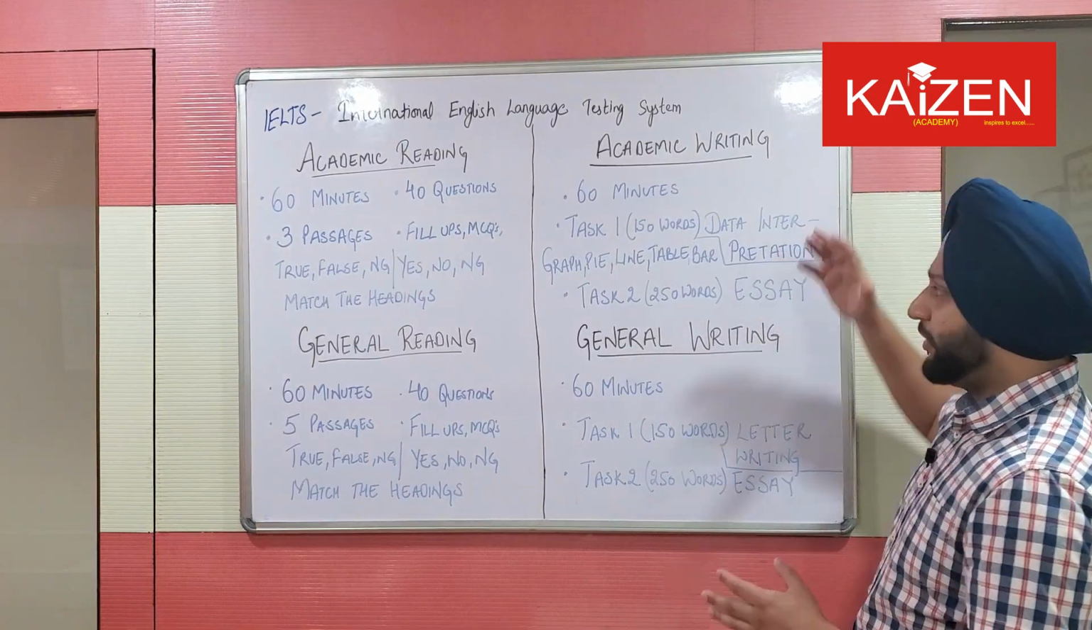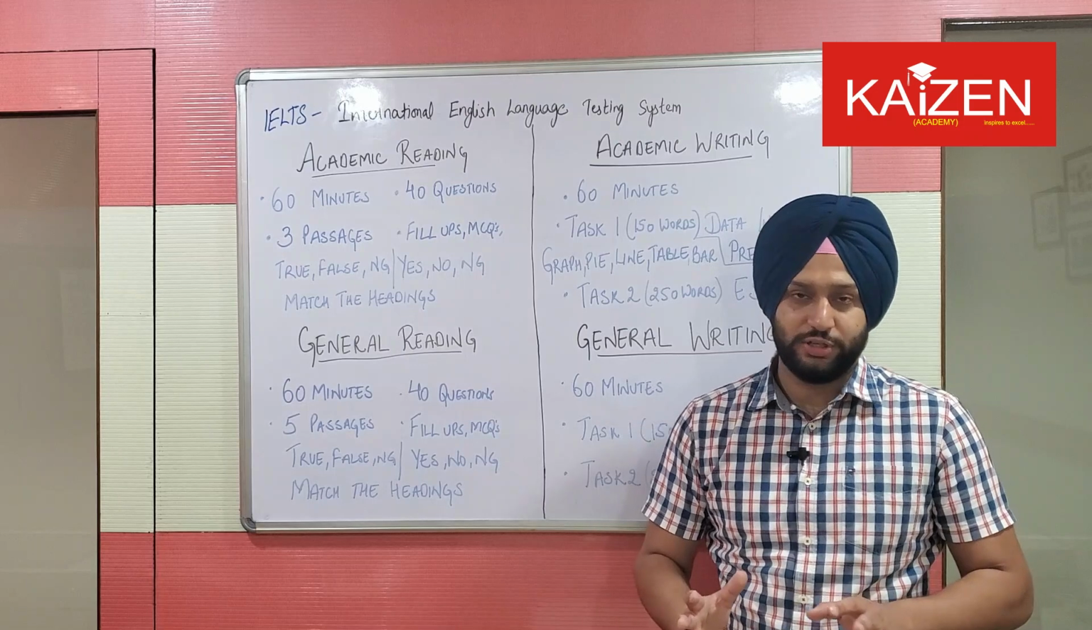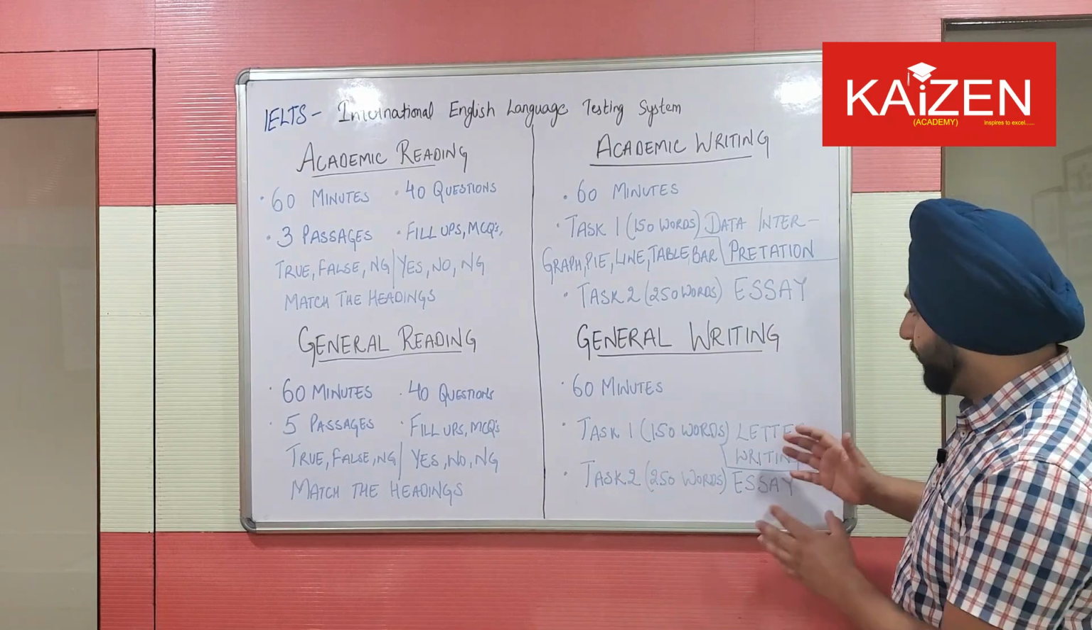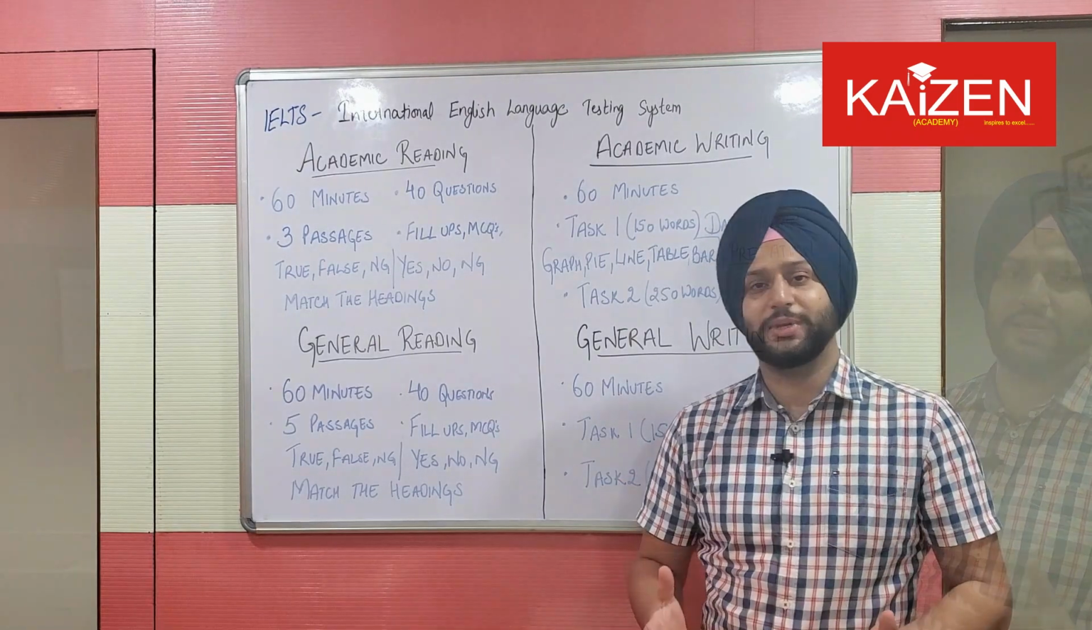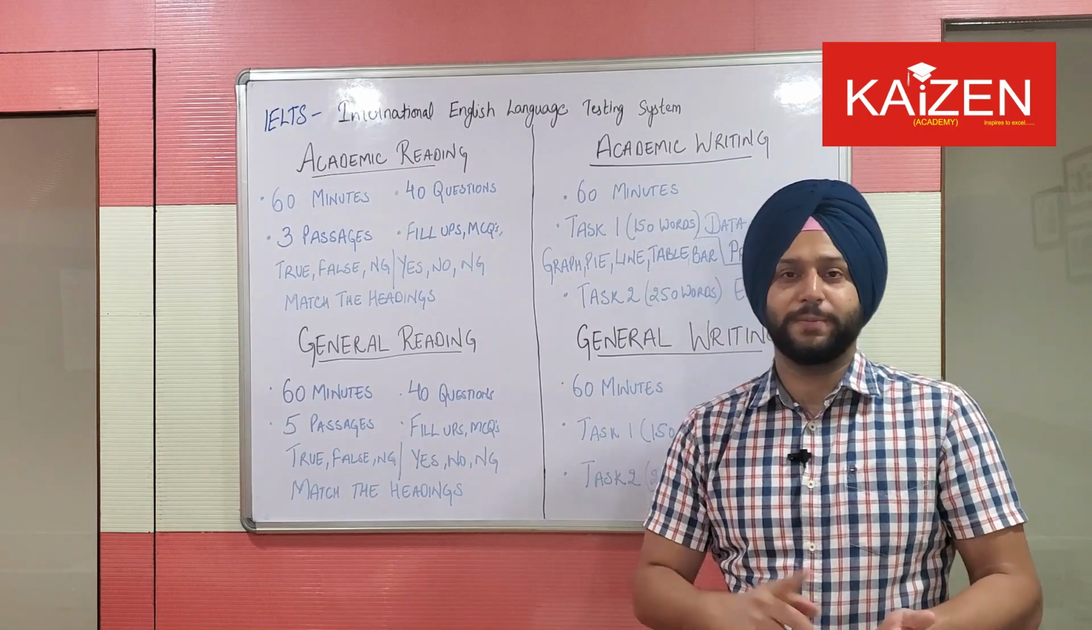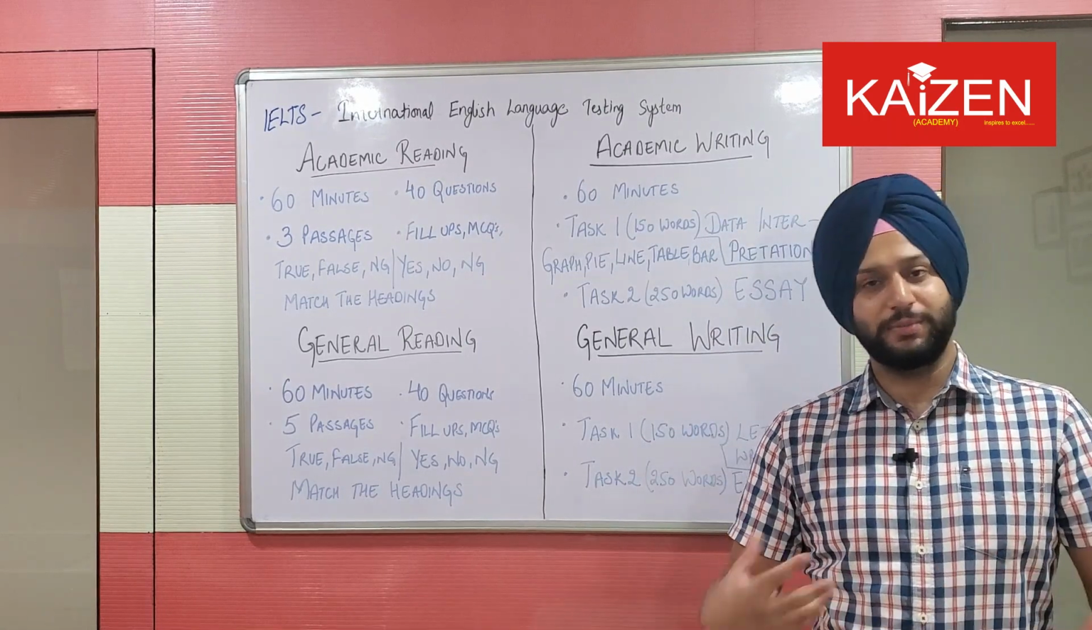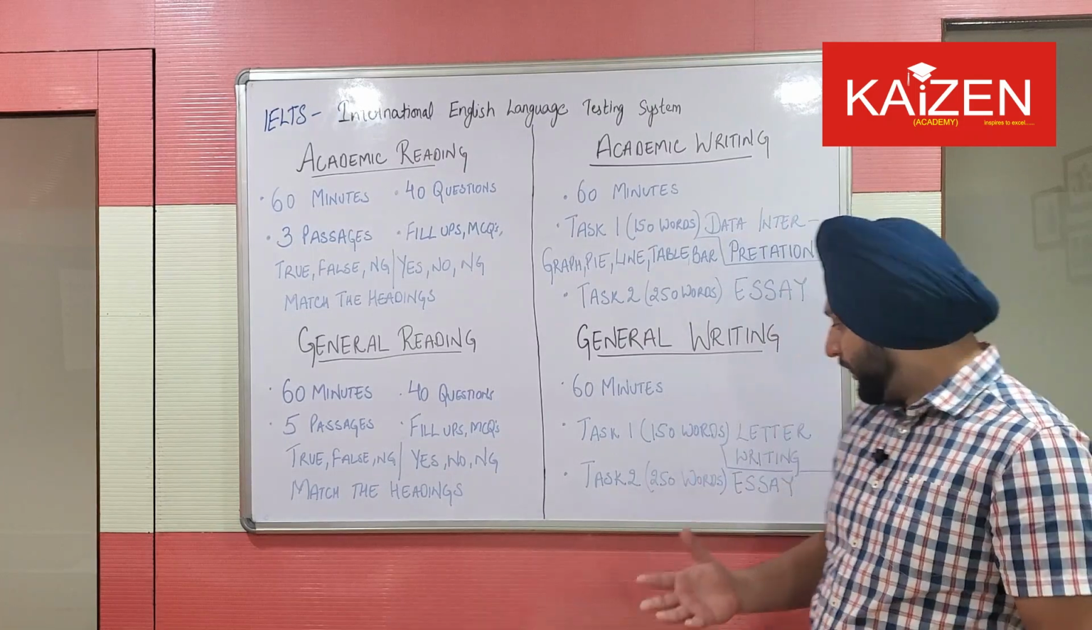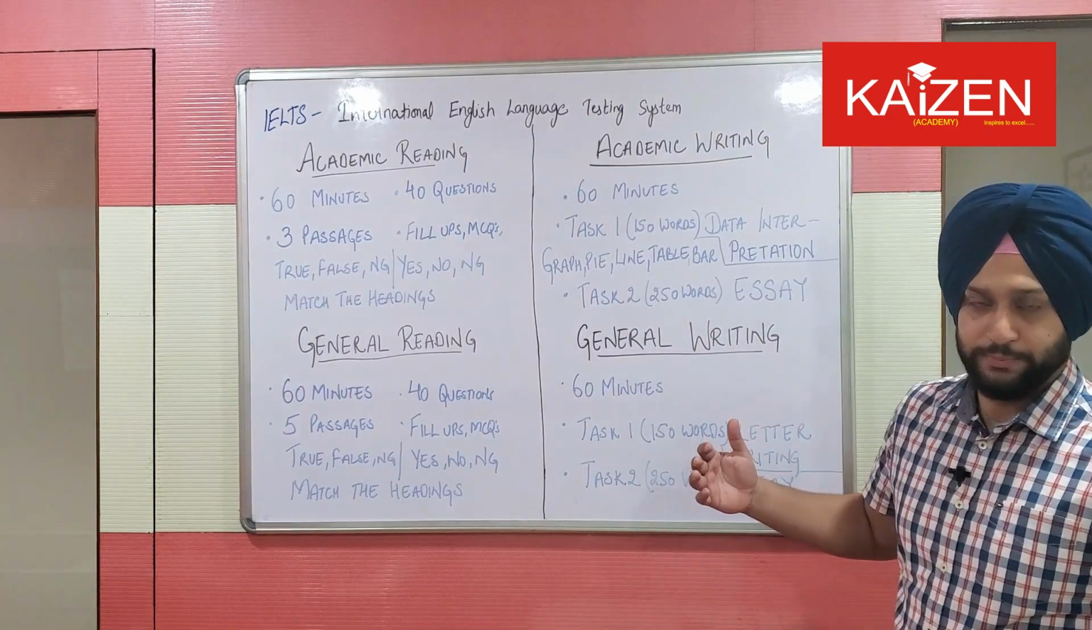However, there will not be any data interpretation. There will be a letter to be written. It can be a formal letter, it can be an informal letter, it can be a semi-formal letter. So you have to write a letter in task 1.